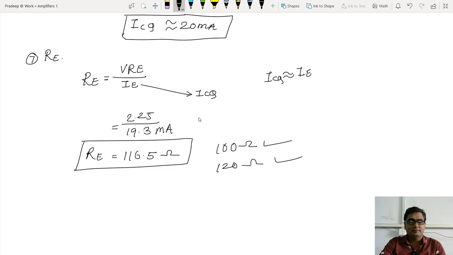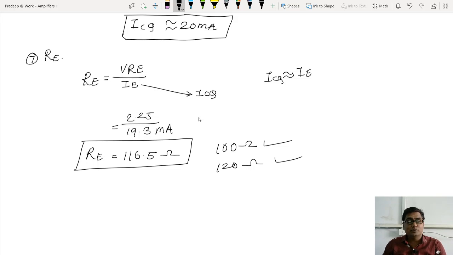116.5 is the calculated value. Practically, whichever value is available in the lab, we have to take it. It is 100 or 120. Whichever is available in the lab or in the market, go ahead with that value. Your output voltage will not be exact, but will be around the desired one.